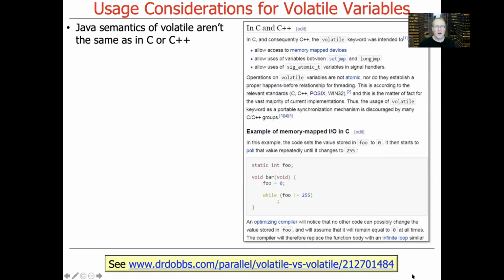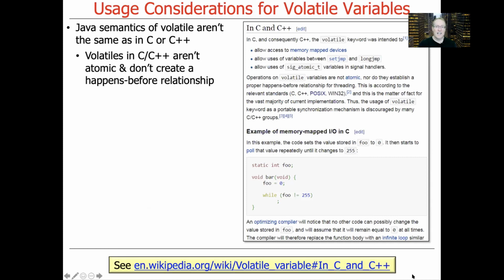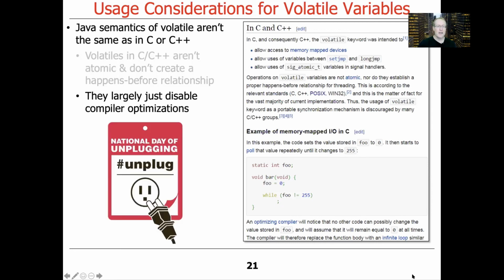Another thing to note here, which is sometimes a little confusing to people who have grown up with C and C++, is that the semantics of volatile in Java are not the same as they are in C and C++. This tends to befuddle a lot of programmers who come from other backgrounds, namely C and C++. In C and C++, volatile variables are not atomic, and therefore they don't create these so-called happens-before relationships that we talked about earlier, and we'll cover in more detail later.